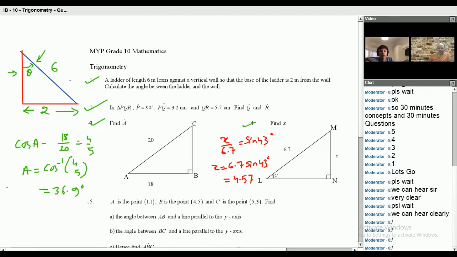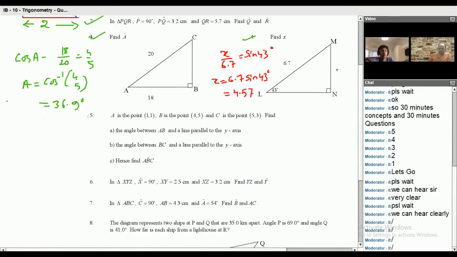Great. So let's come to question number 5. In question number 5, what I can see is that it says A is the point (1, 1), B is the point (4, 5), and C is the point (5, 3). So we are asked to find out at first the angle between AB and a line parallel to the y-axis.